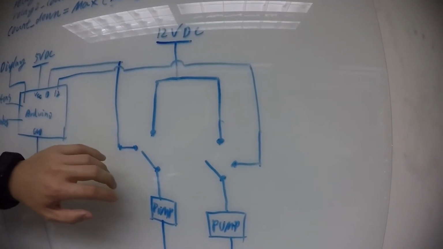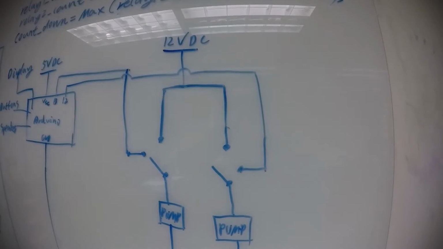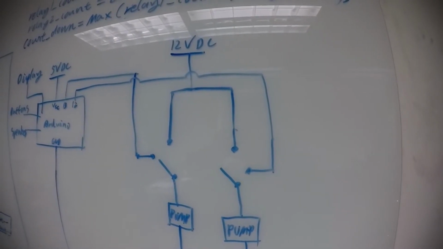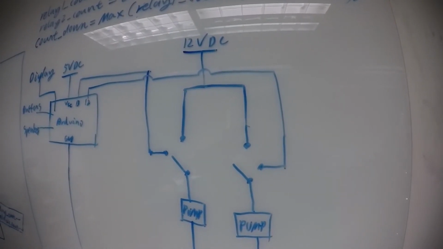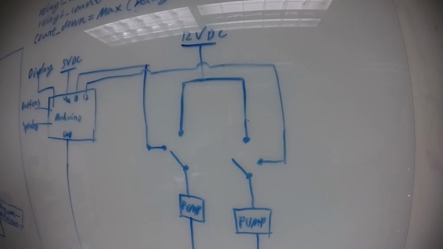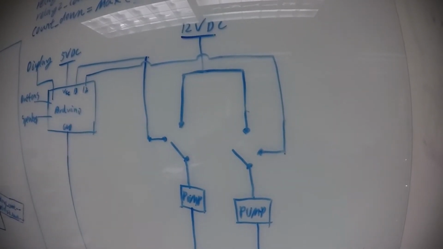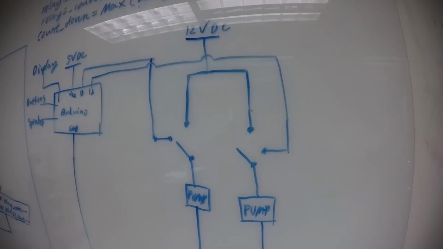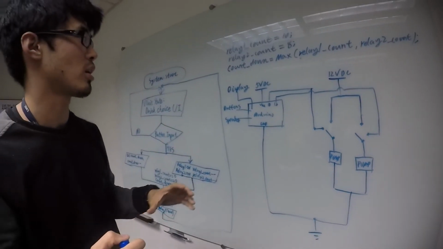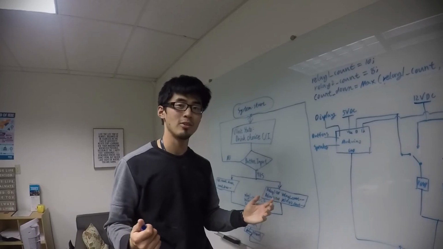Those two components, the pump and the relay, are powered by the 12 volt DC, which is converted by the 110 volts AC power outlet. And overall, it's a very simple program, and it's really cool to see all these different modules come together. Thank you for your time.